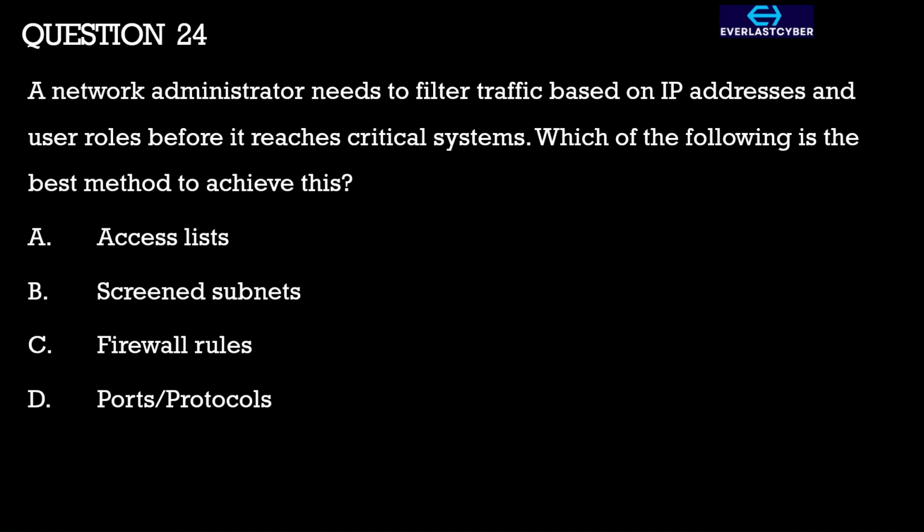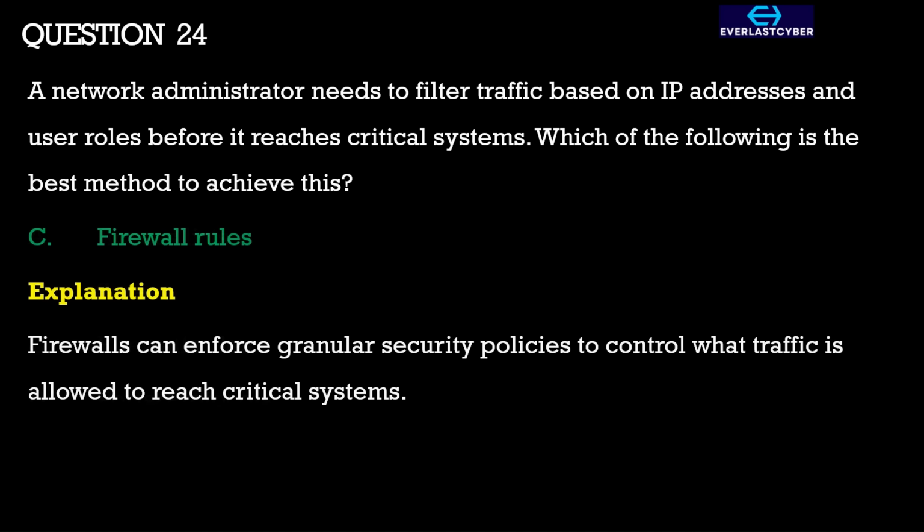Question 24. A network administrator needs to filter traffic based on IP addresses and user roles before it reaches critical systems. Which of the following is the best method to achieve this? A. Access lists. B. Screened subnets. C. Firewall rules. D. Ports and protocols. For this, we'll be going with option C.